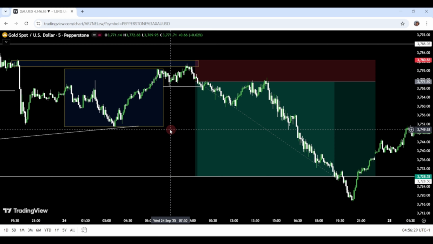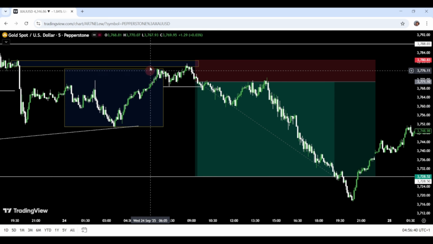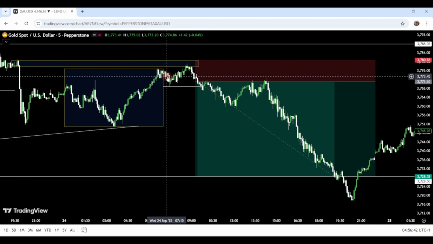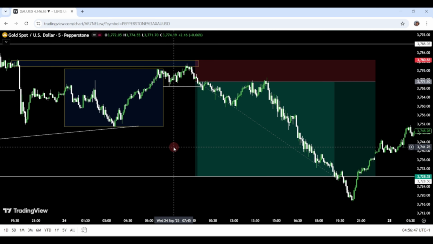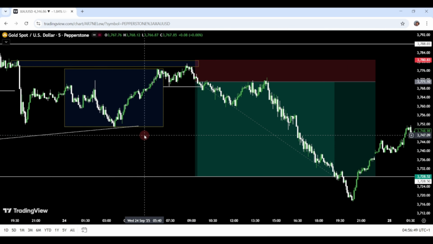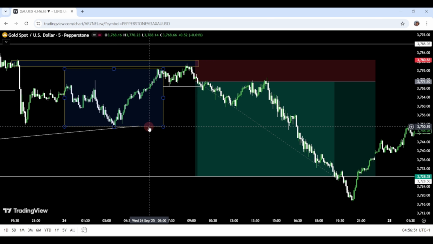You have to understand risk. Know how much you're risking on the trade. Know where to put your stop loss. If you want to take a sell, your stop loss should be at least a few pips above the Asia high. If you want to take a buy, your stop loss should be at least a few pips below the Asia low.